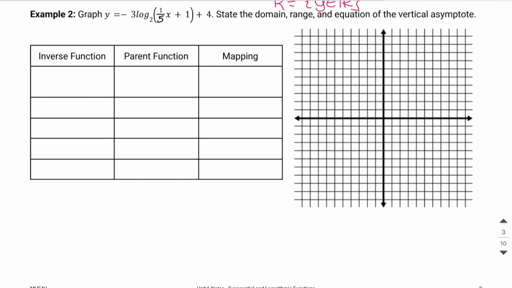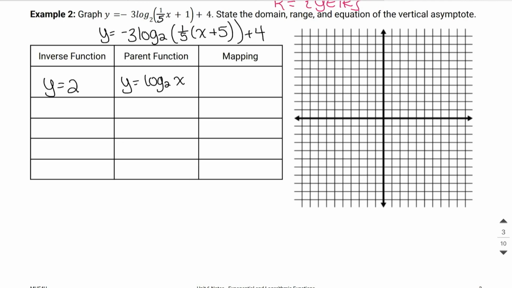Okay, so in our next question, it says graph this function right here. Before I do anything at all, I'm going to factor out that k value, which is 1/5. When I factor out that 1/5, I get a +5 right here, and then I have a +4 in the end. So now this means my parent function is log base 2 of x, which tells me that my inverse function is 2 to the power of x.